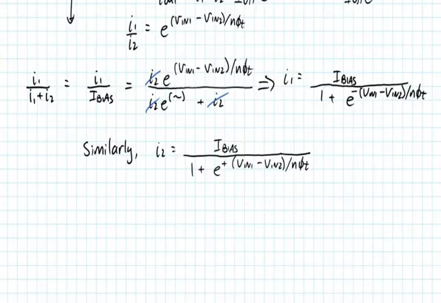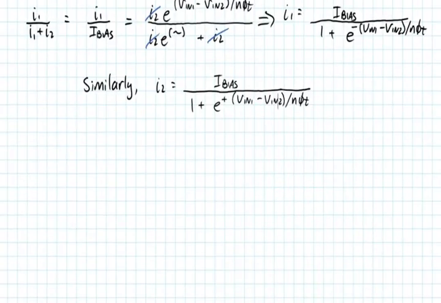Okay, so now we have expressions for I1 and I2. So we can go ahead and find the differential output current, that's ID out. That's going to be equal to I1 minus I2, and that's equal to I bias. And we just basically subtract these terms.